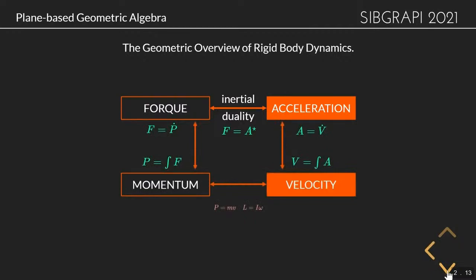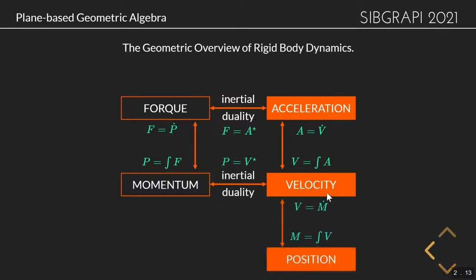Forces get integrated into momenta, and accelerations get integrated into velocities. This is the same way as you would classically do it. But again, this classic relationship that relates momentum and velocity gets replaced by the same inertial duality. And then all we need to do, of course, is integrate our velocity into our position. And this is linear and angular combined, so position is really position and rotation.